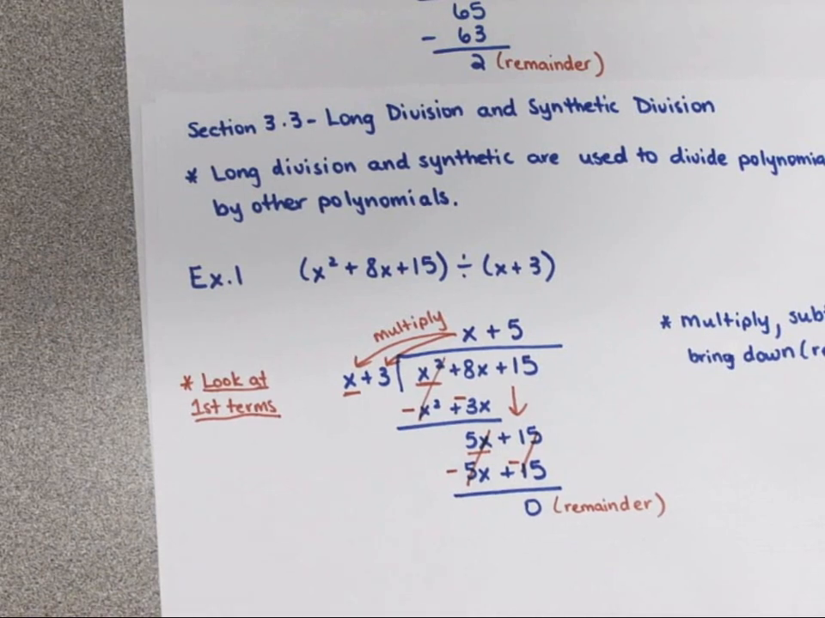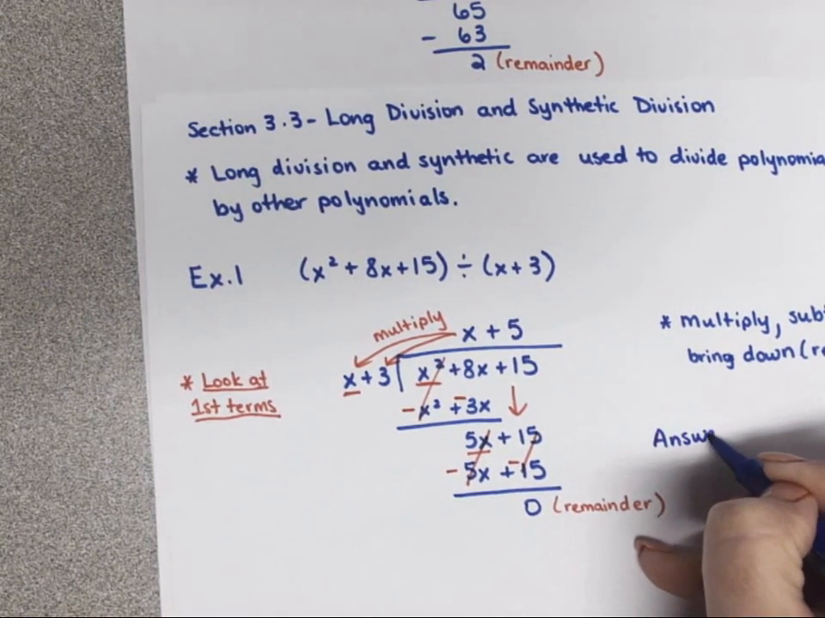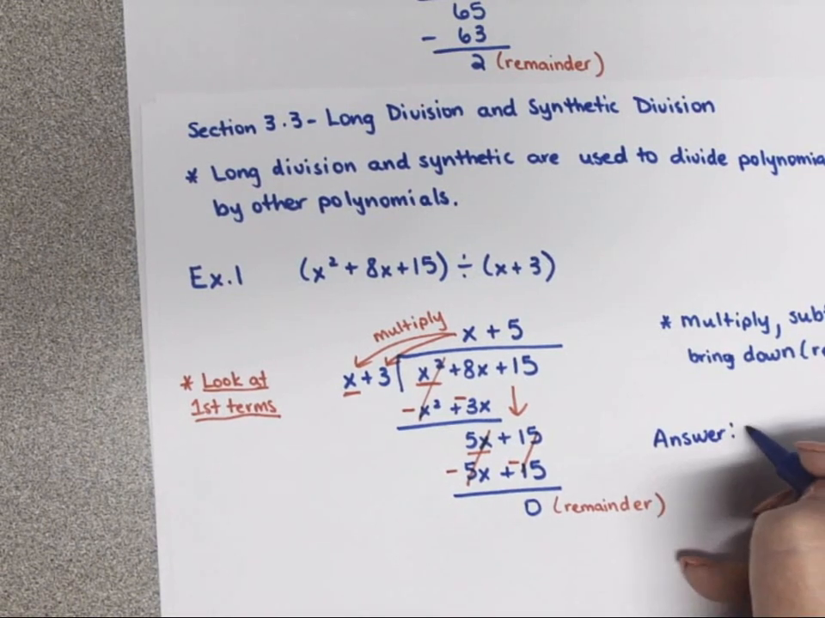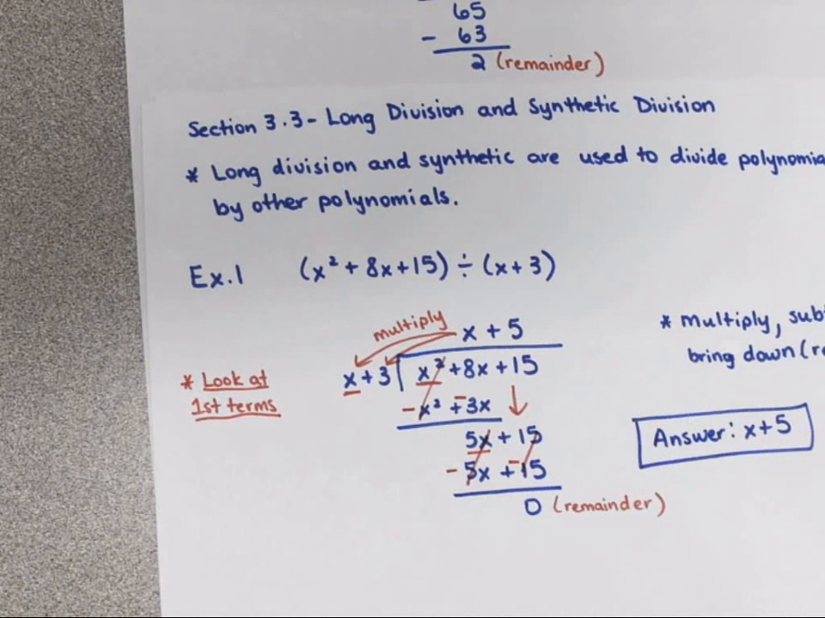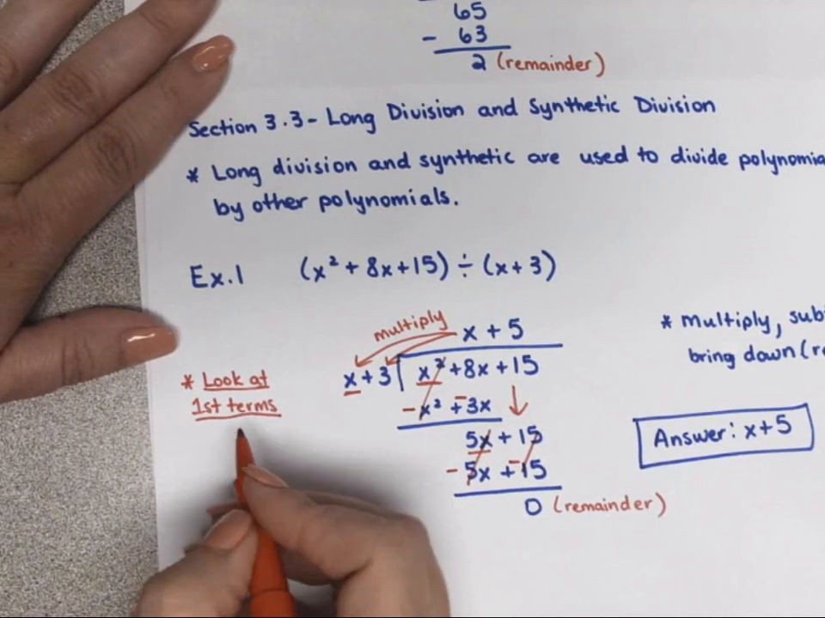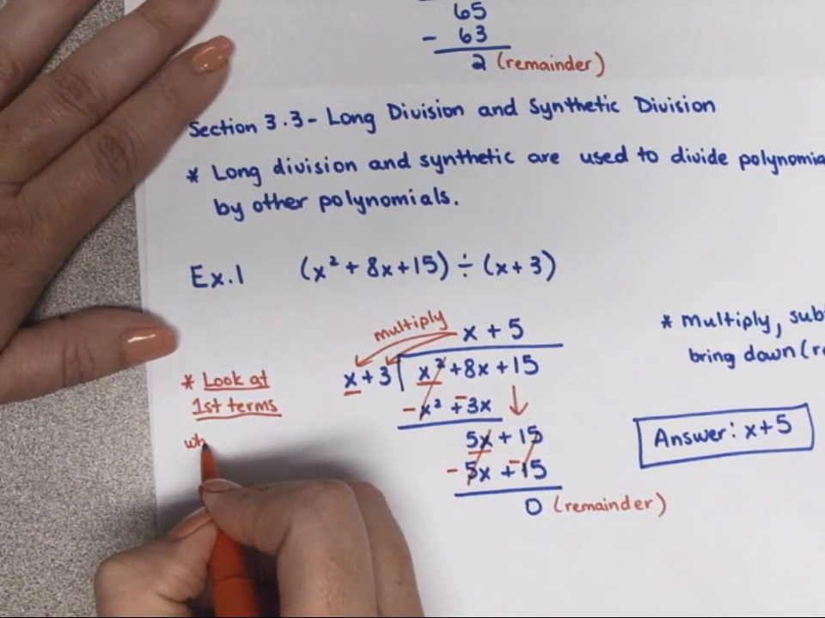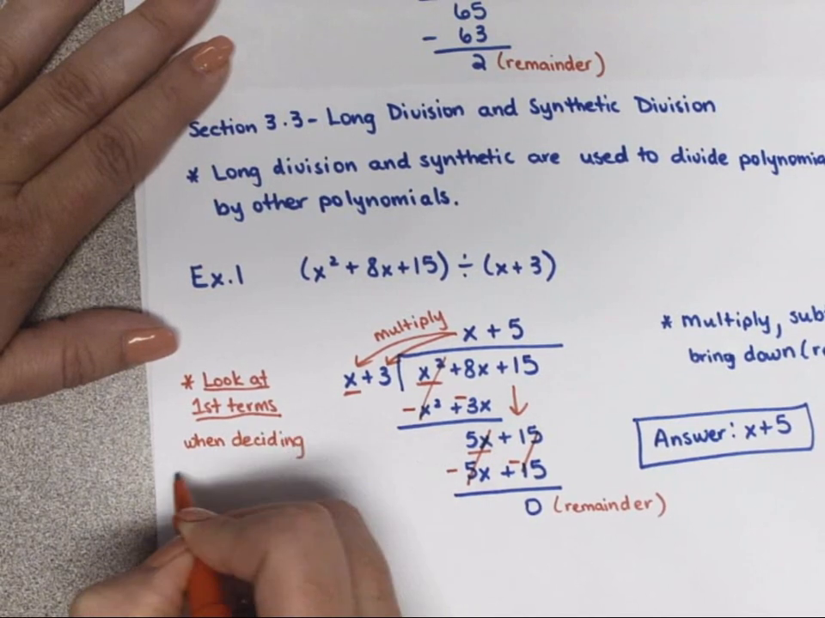Okay, so what is my answer then for what the division process gives me? Yeah, my answer is what I had on top. Okay, my answer is x plus 5. Okay, so I'm going to kind of extend this out a little bit. Look at the first terms when deciding what goes on top of the divided by sign.